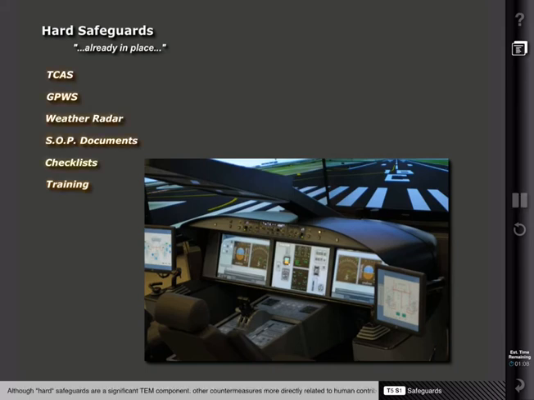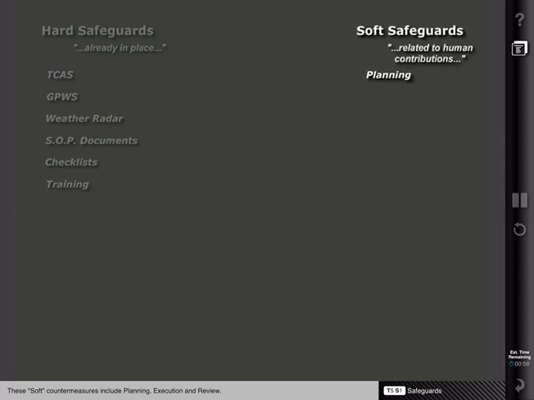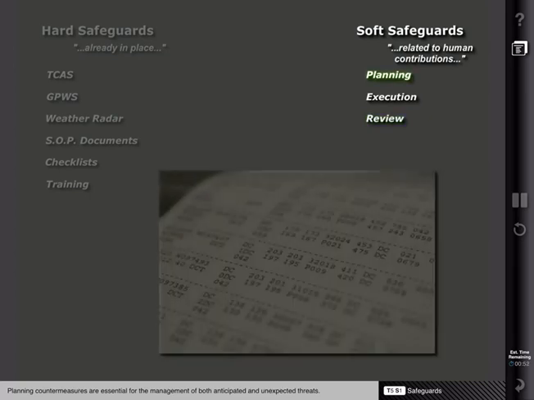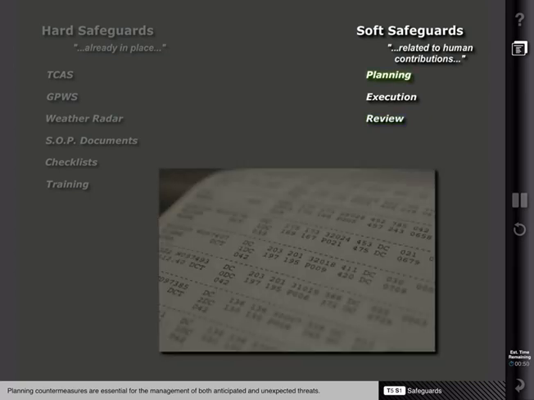Although hard safeguards are a significant TEM component, other countermeasures more directly related to human contributions are also important. These soft countermeasures include planning, execution, and review. Planning countermeasures are essential for the management of both anticipated and unexpected threats. They include effective pre-flight planning, effective crew briefings, and always having a contingency plan, or Plan B.